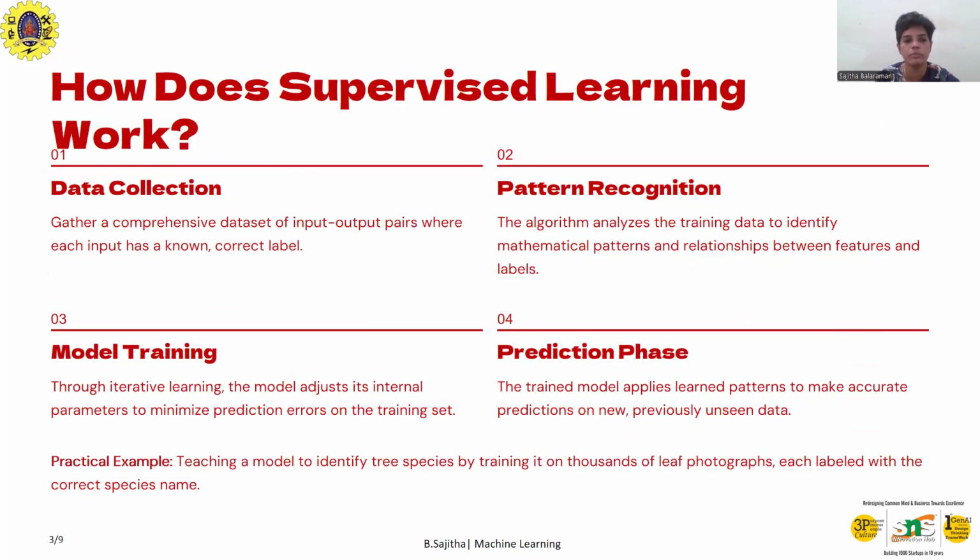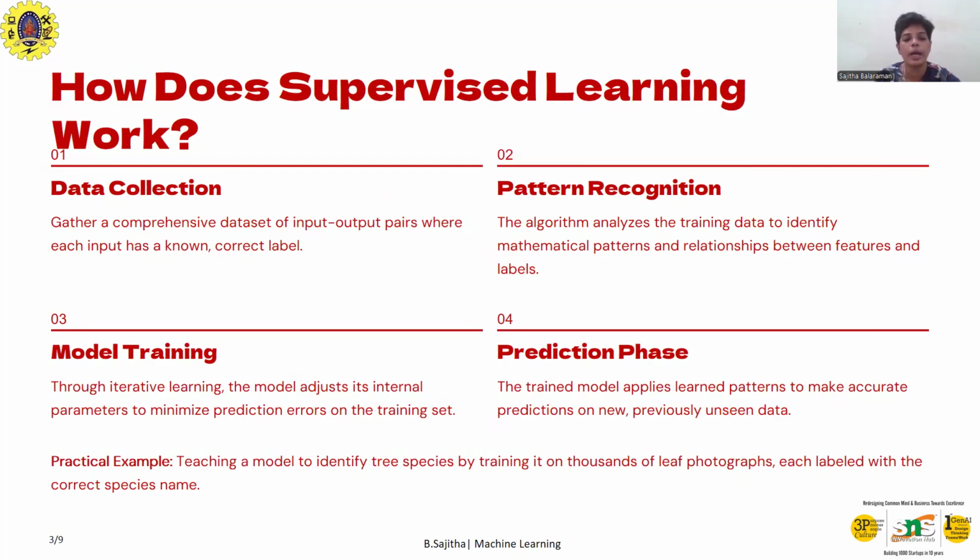So how does supervised learning work? There are four primary steps. One is data collection, that is, gathering a comprehensive dataset of input-output pairs where each input has a known correct label. Next is pattern recognition. The algorithm analyzes the training data to identify mathematical patterns and relationships between features and labels.